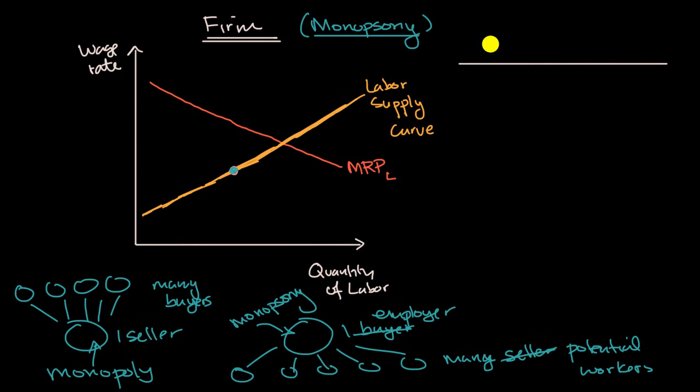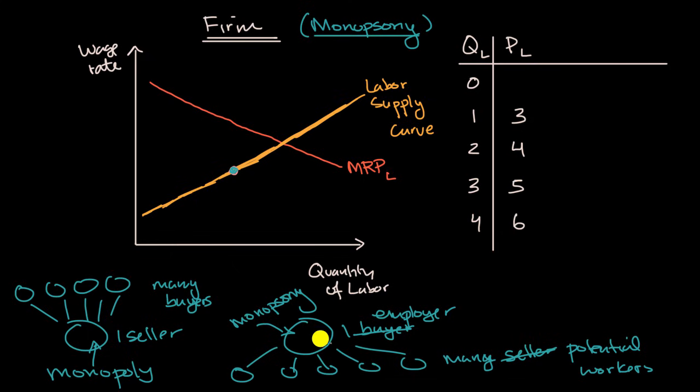So I'm just going to make up some numbers. So we're going to think about the quantity of labor. So let's just go 0, 1, 2, 3, 4. And then let's think about the price of labor. And so let's say when the quantity of labor is 1, the price of labor is 3, and then it goes up. If we want to hire more people, well, the price of labor goes up to 4, goes up to 5, goes up to 6, keeps going.